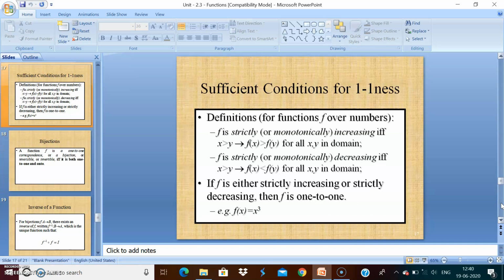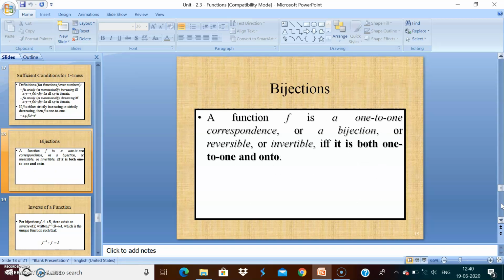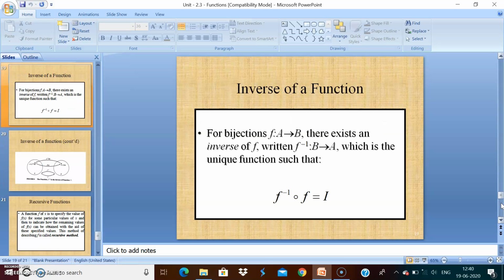Next is the bijection function. If a function f is both one-to-one and onto, then f is called a bijection function. So a bijection means both one-to-one and onto are possible. Then the function f is called a bijective function.